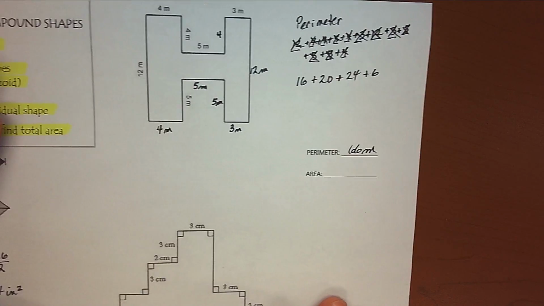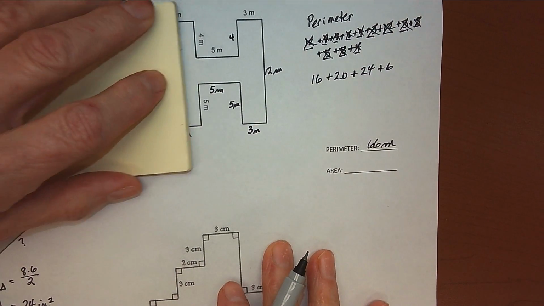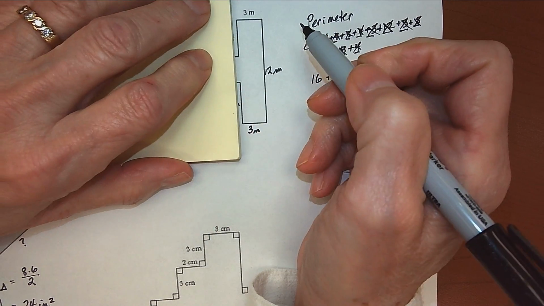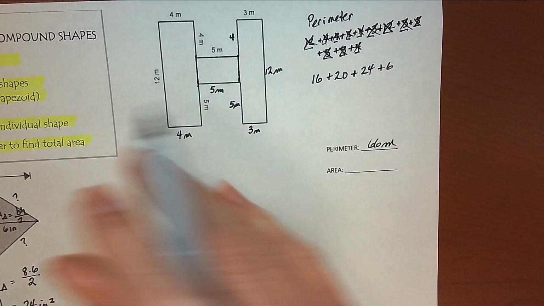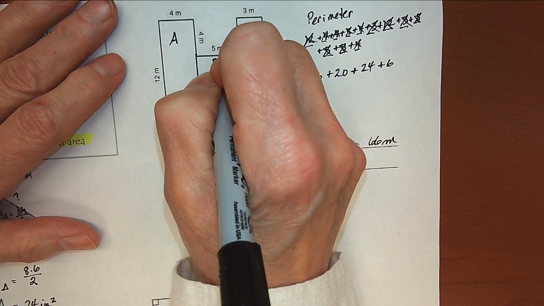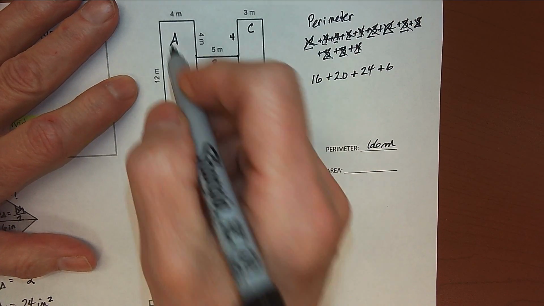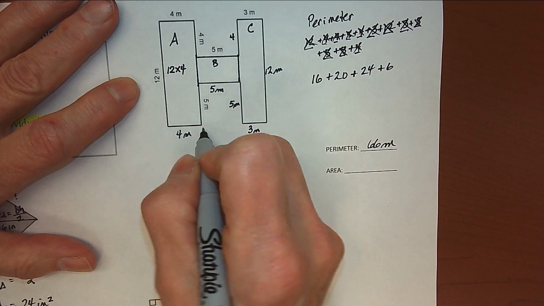Okay, now let's do our area. So for area, I see 3 rectangles here. This one in the middle kind of makes up the center of this H-looking figure, and then 2 on either side. So I'm going to call this A, I'm going to call this B, and call this C. So for rectangle A, I have a 12 by 4. 12 this way by a base of 4.